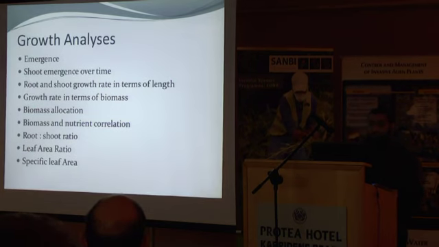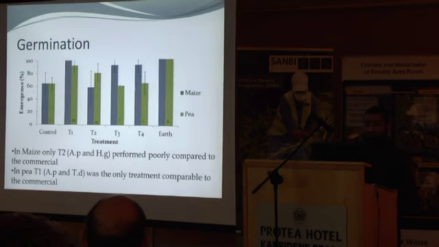Growth analysis. These are the following growth analyses done. However, I will only focus on these for this talk. Germination. Germination against the invasive alien media was determined by emergence of the shoot from the media. In maize, only Tithonia, only T2, which is Acacia and Hedychium, performed poorly compared to the commercial. Whereas in pea, T1, which is Acacia and Tithonia, was the only treatment that was comparable to the commercial.